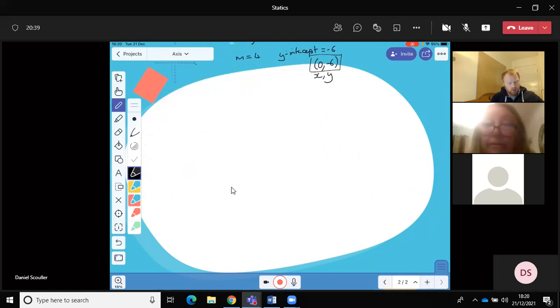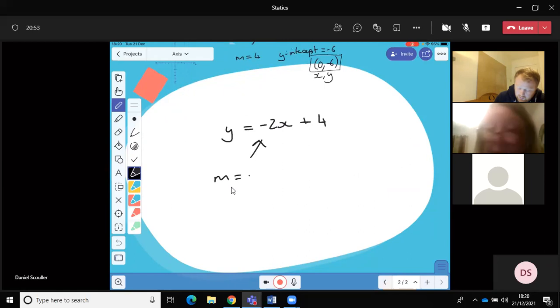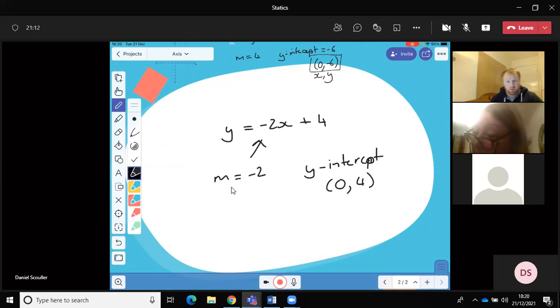Okay, some other ones we looked at last week. If you had the format of y equals -2x plus 4, the gradient in that case would be -2. So it would be a downwards facing slope going across your paper. And your y-intercept, where it crosses the y-axis, if you were to write it out in coordinate form, it would be 0, 4. So when x is equal to 0, y is equal to 4.